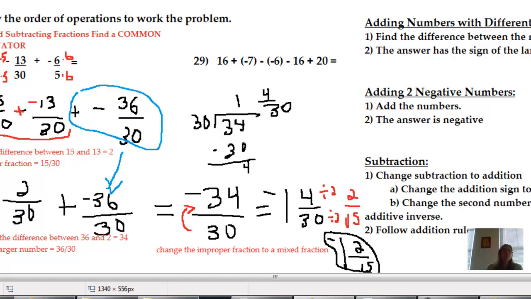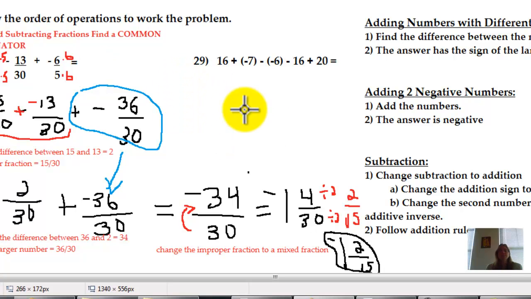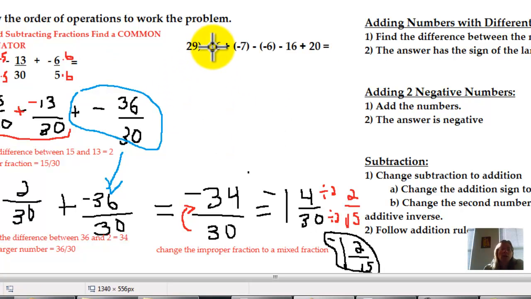So now for problem 29. On this one, we're just going along from left to right, paying attention to one thing at a time, and that's really the key for this one. Let's work one thing at a time. Take the first two and isolate those. You are adding numbers with two different signs. So you find the difference between the numbers.